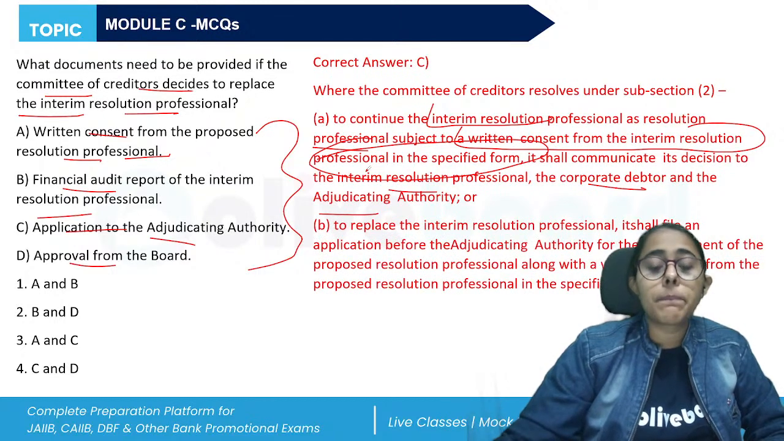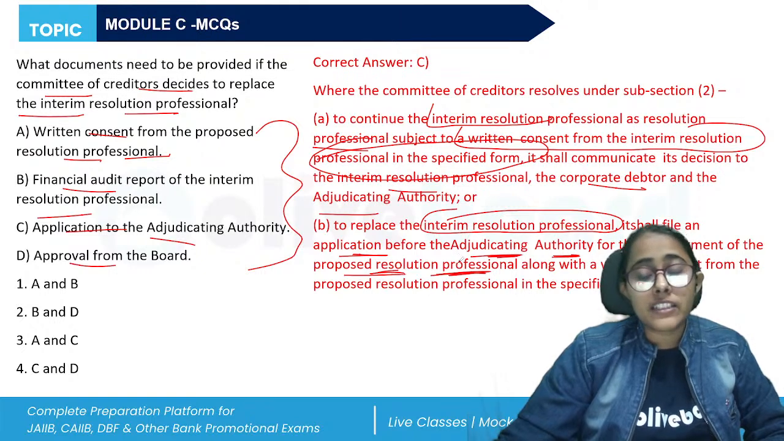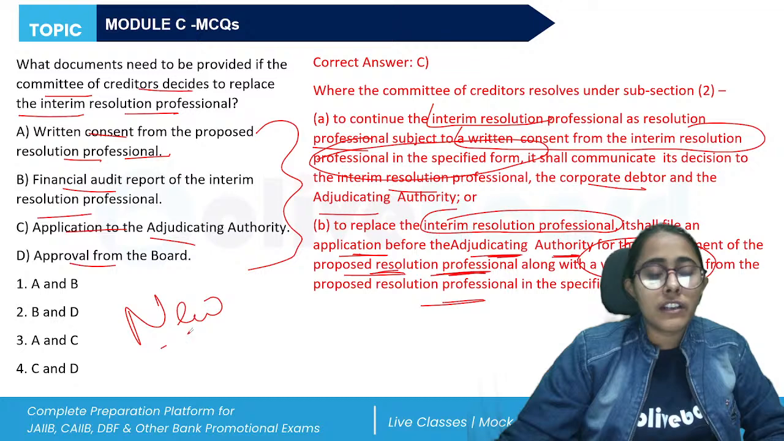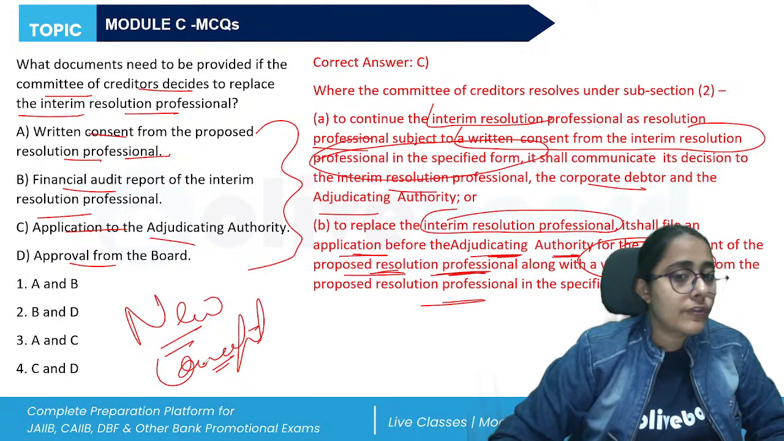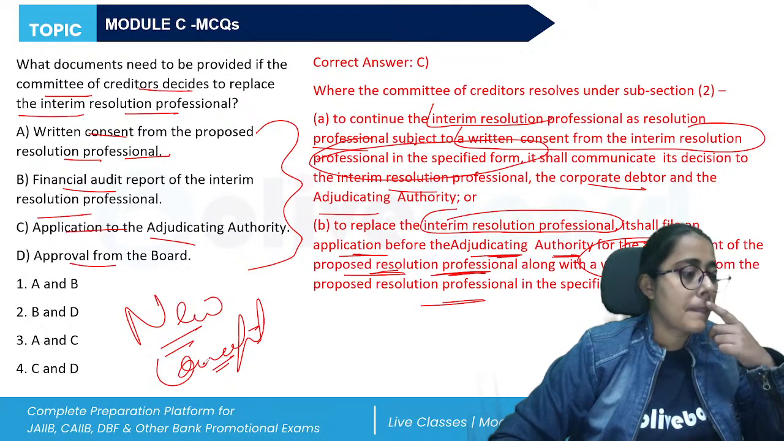Or second, if they want to replace the interim resolution professional, then it shall file an application before the adjudicating authority for the appointment of the proposed resolution professional, and this will be with the written consent of the professional. The new professional will give their consent that yes, they are ready to be appointed. So for the replacement, these two documents have to be done: written consent from the proposed resolution professional and application to the adjudicating authority for the replacement.